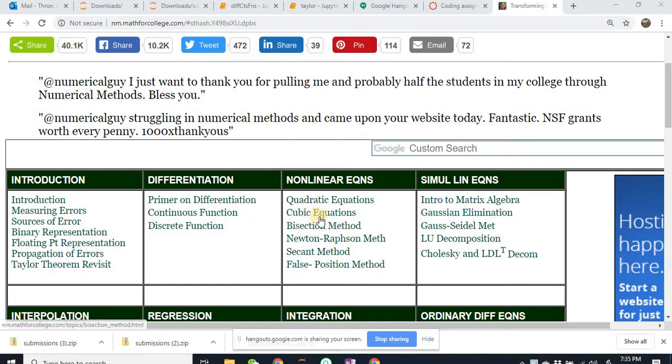All right, so we're going to be doing nonlinear equations. I'm going to skip quadratic equations, I think you know those. For cubic equations, they actually do the exact cubic formula, I'm not going to do that. So you have the bisection method, Newton-Raphson method, secant method, false position method. These are all numerical methods for finding roots of equations.